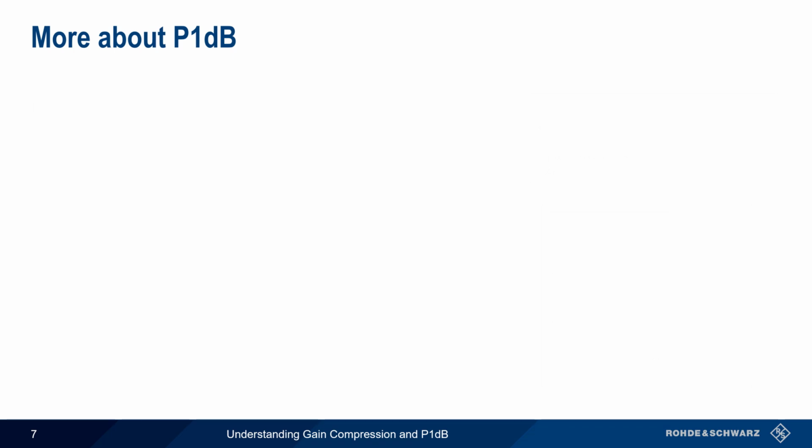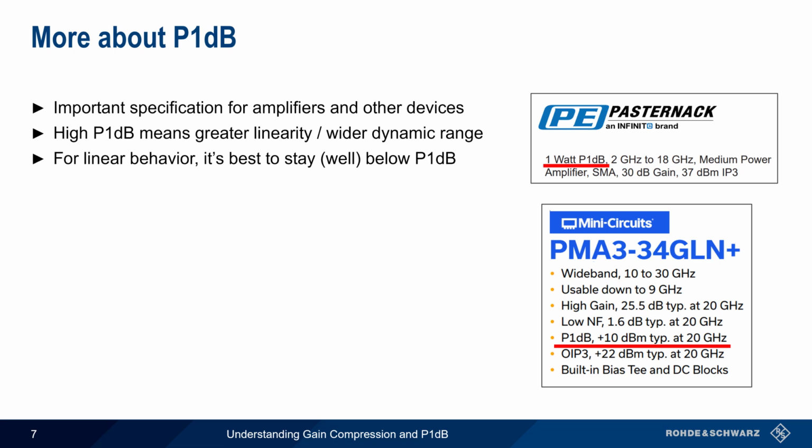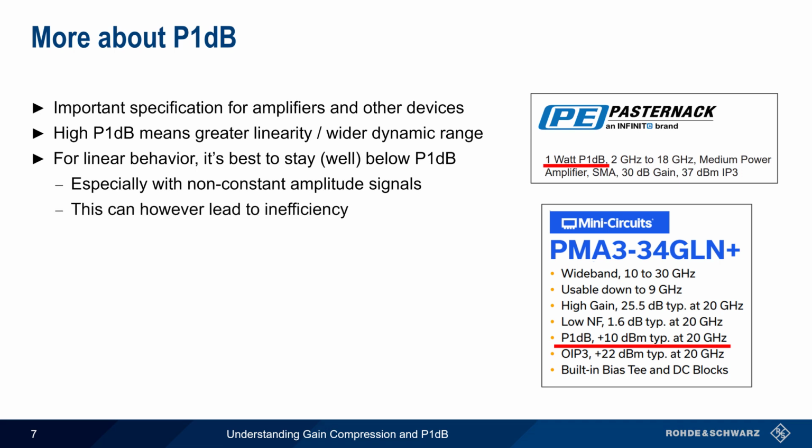As mentioned earlier, P1dB is a very important specification for amplifiers and many other devices. A higher value of P1dB means greater device linearity and a greater operating range. Recall that for linear behavior, devices should be operated well below P1dB, and this is especially important with non-constant amplitude signals, such as those used in cellular or Wi-Fi. Operating well below P1dB is, however, inefficient, but this inefficiency can be reduced by using a device with a higher P1dB.